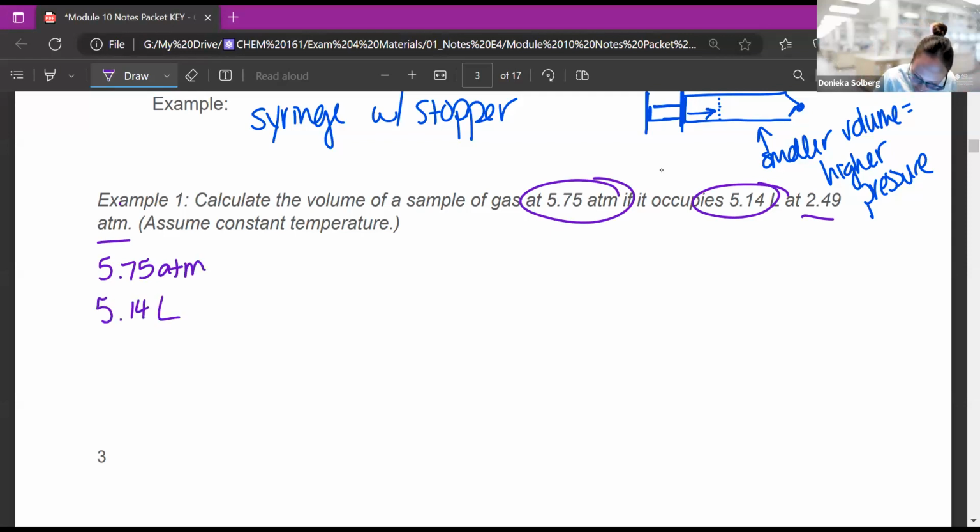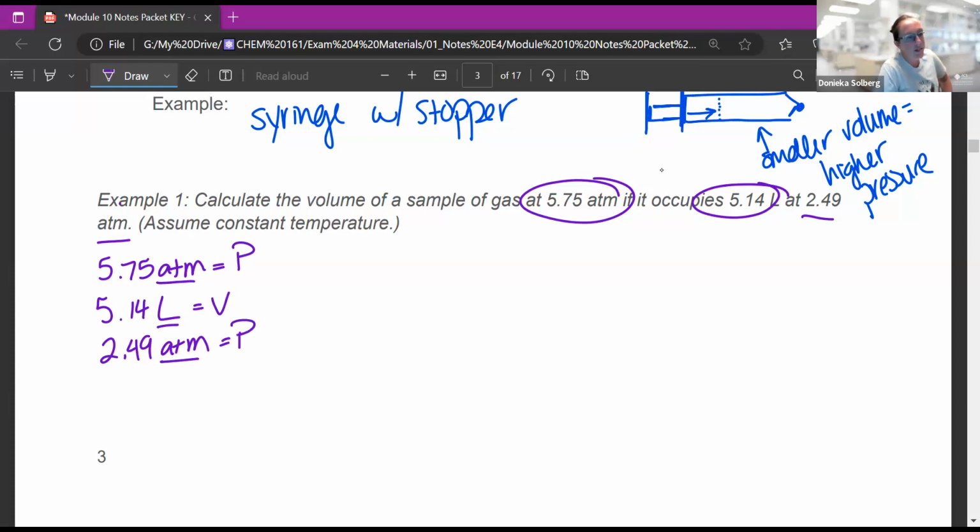5.14 liters and 2.49 atmospheres. Sometimes I'll tell you this is a volume or this is a pressure, but the easiest way to do it is just to look at the unit. Atmospheres, I know that is a pressure. Liters is going to be a volume, right? Volume, liters or milliliters. And this is also a pressure.